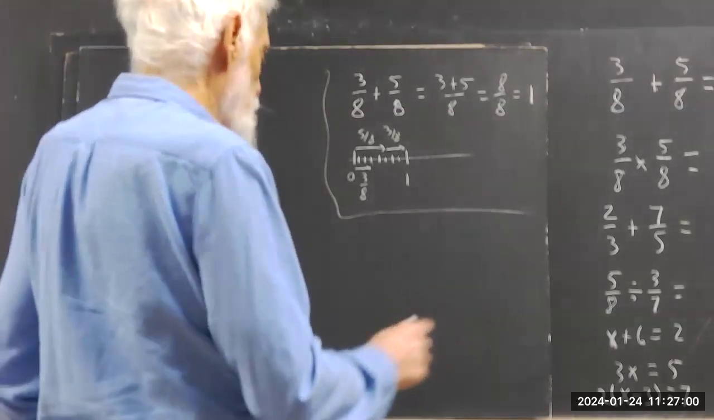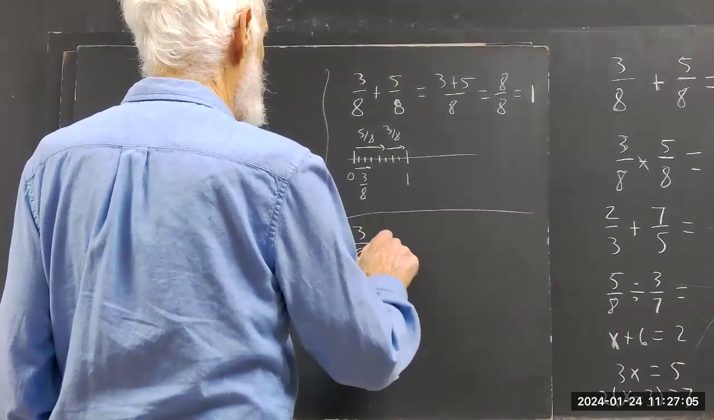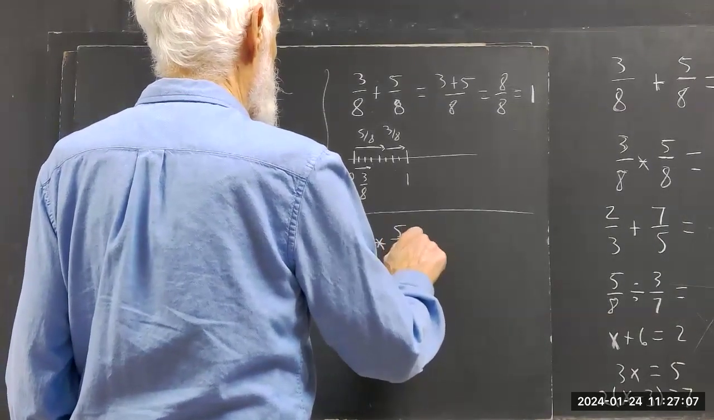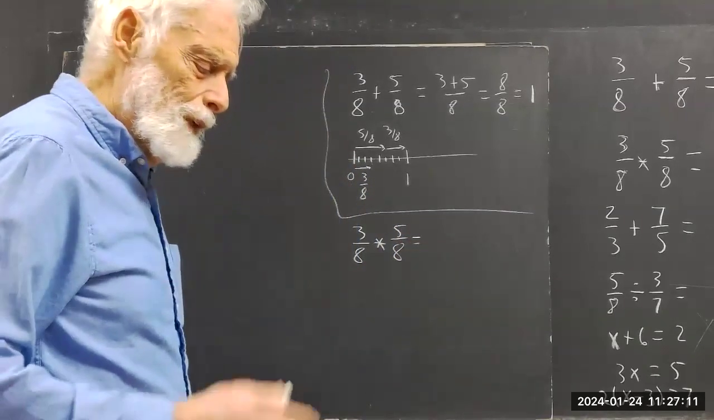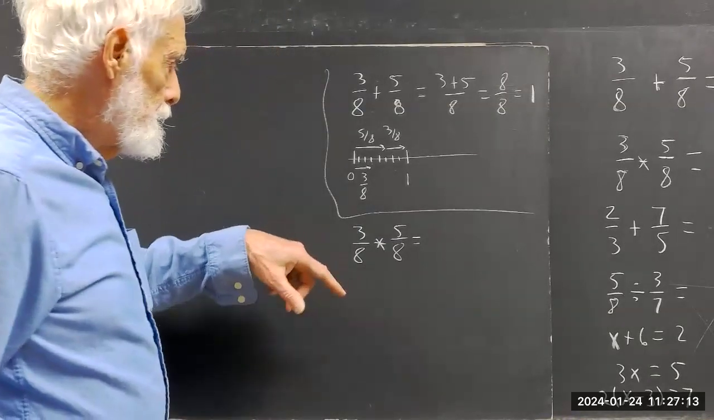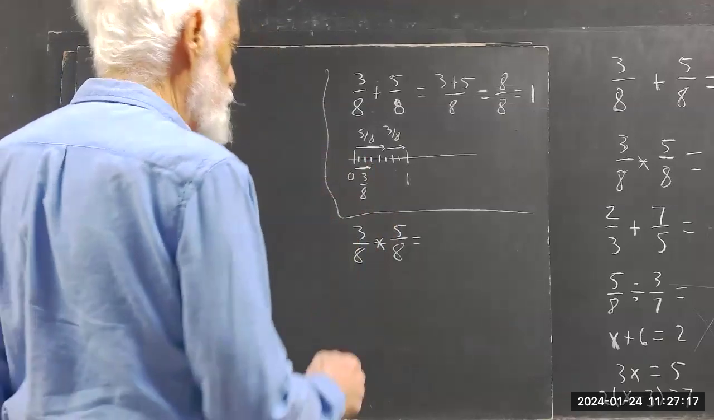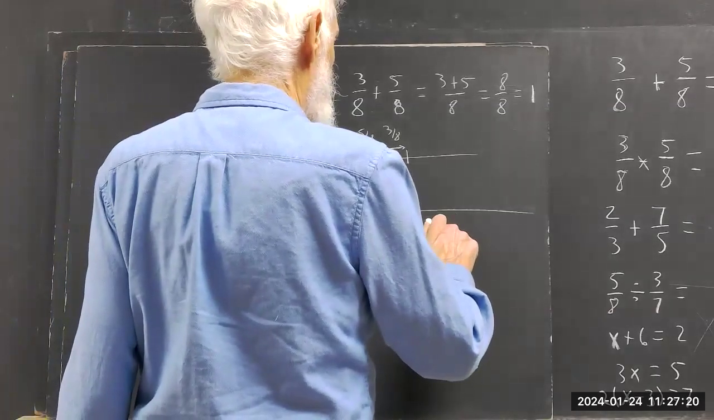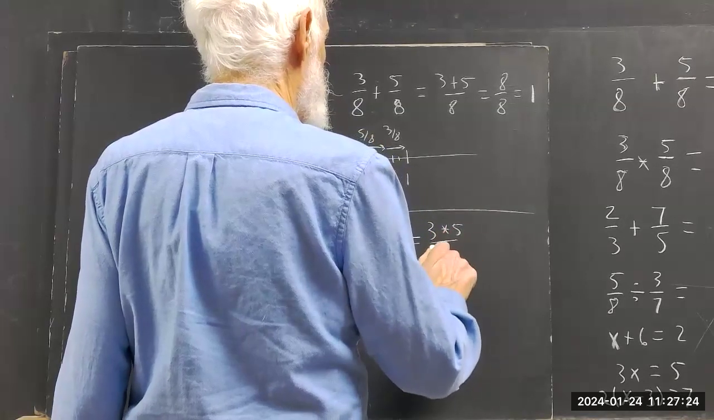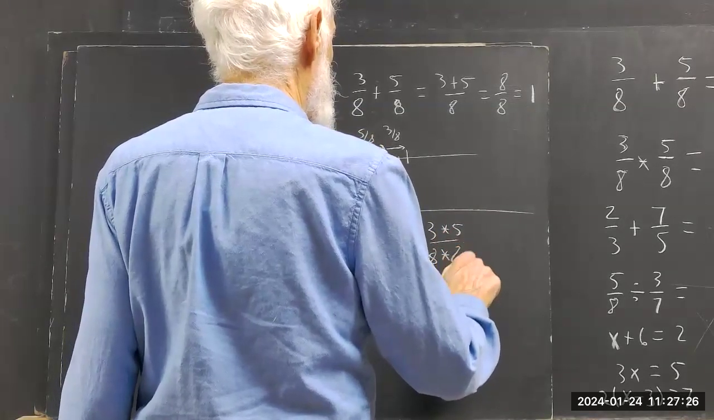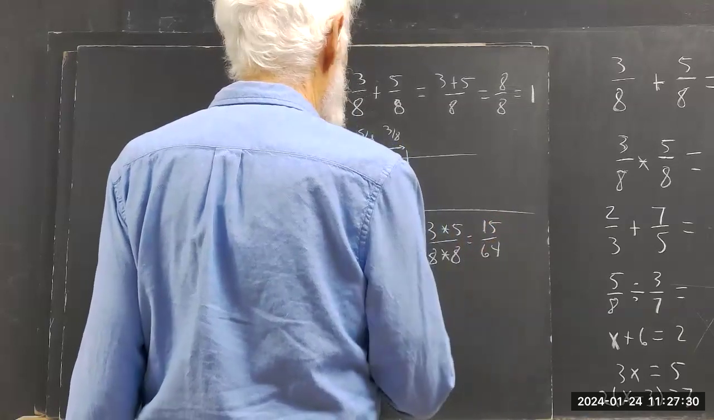Okay, now your assignment didn't involve multiplication, and I don't think that, I actually didn't look at it. It involved something else, but okay, 3/8 times 5/8. We did this before. You just multiply the numerators and multiply the denominators, and you get 15 over 64.